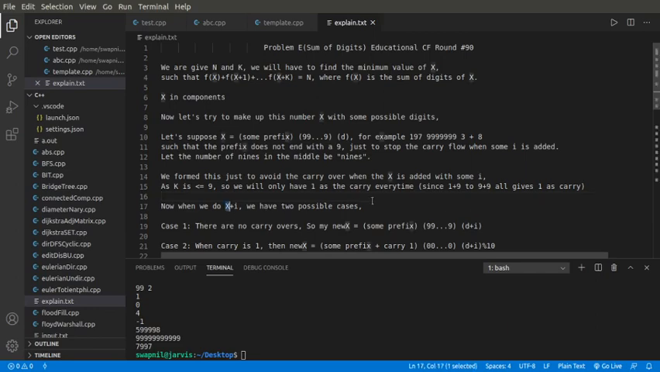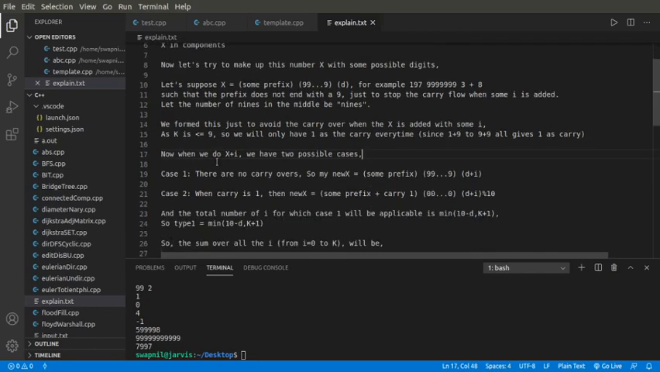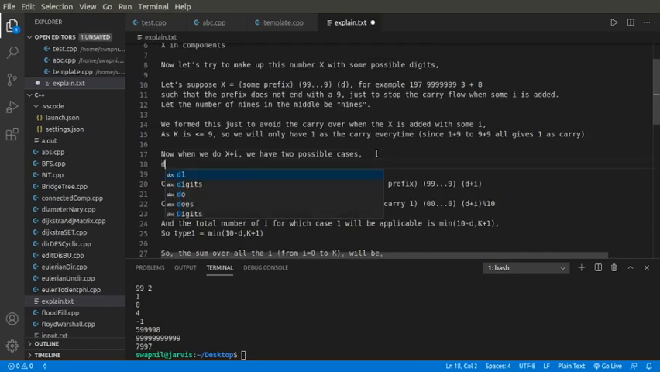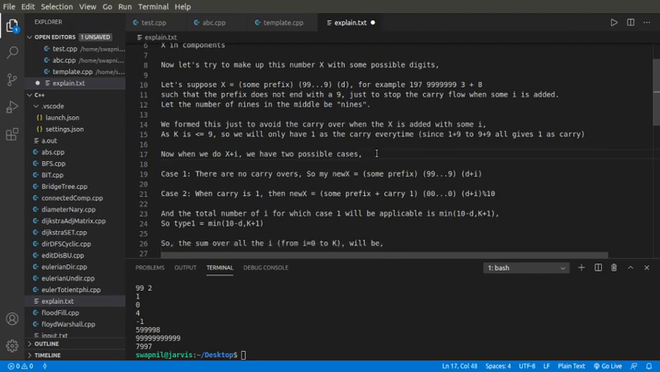let us suppose we are doing x plus i. So we have two possible cases for this x plus i. Case 1, when there are no carryovers, meaning the last digit of this number x is such that when the number i is added, it does not give any carryover in the new x. So my new x which will be formed after this addition of i in x will be some prefix, and the set of 9s will be the same, and d plus i will be there, and this d plus i is less than or equal to 9. That's why it is not giving any carry flow, right?